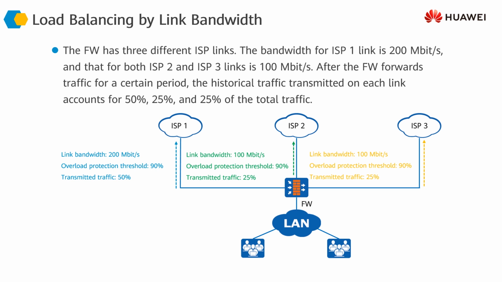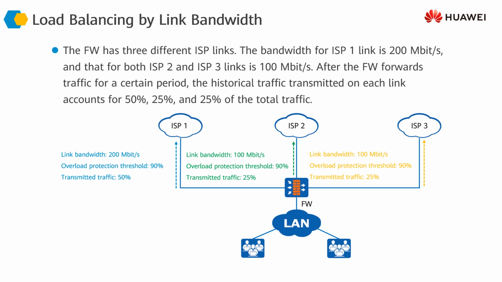So based on load balancing by link bandwidth, once a sufficient amount of traffic has passed through the firewall and through these 3 links, the traffic distribution across these 3 links would be 50% through ISP1 and 25% through ISPs 2 and 3 because of their associated bandwidths. And you can also see that we have an overload protection threshold of 90% for all the 3 links.